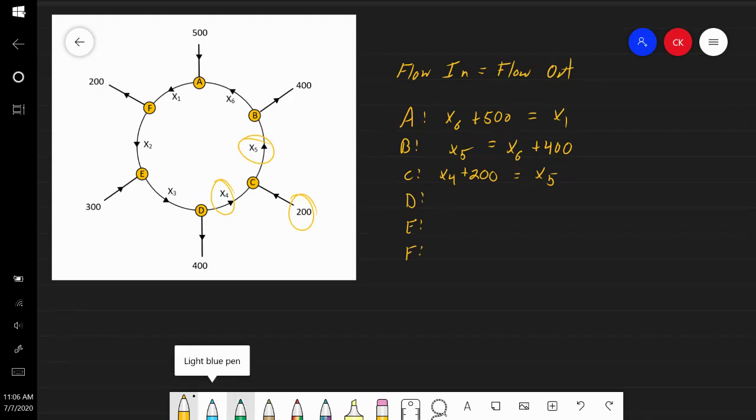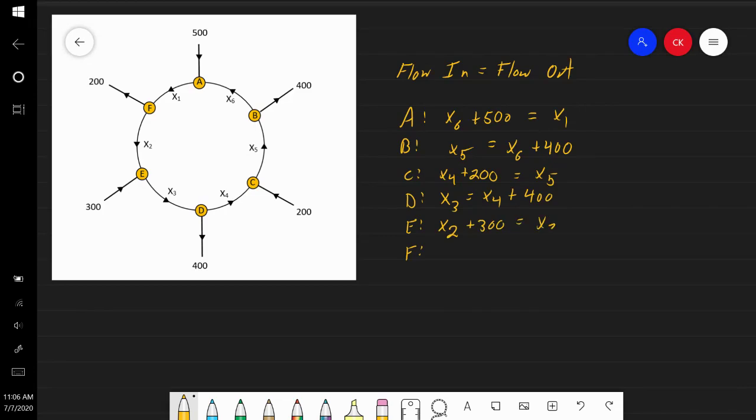And we just continue on down the line with the rest of our intersections. So D is going to be x3 equaling x4 plus 400. E is going to be x2 plus 300 equals x3. And F is going to be x1 equaling 200 plus x2. So there's our setup. Again, we'll need to put this into a format that's usable as an augmented matrix. So let's go ahead and rewrite that.